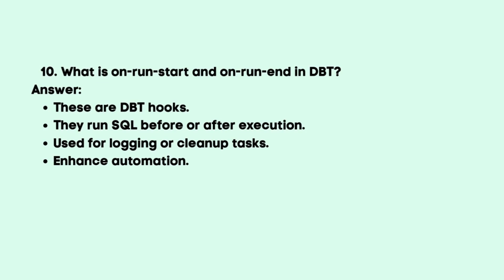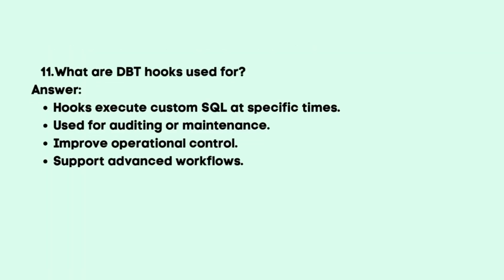What is on-run start and on-run end in DBT? Answer: these are DBT hooks. They run SQL before or after execution, used for logging or cleanup tasks. Enhance automation. What are DBT hooks used for? Answer: hooks execute custom SQL at specific times, used for auditing or maintenance. Improve operational control. Support advanced workflows.